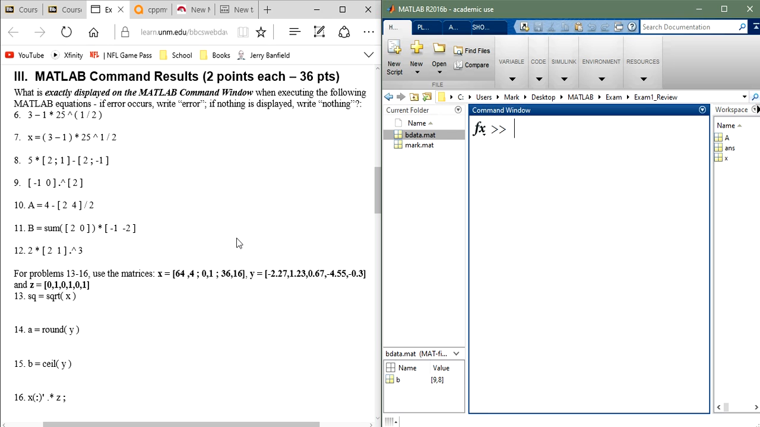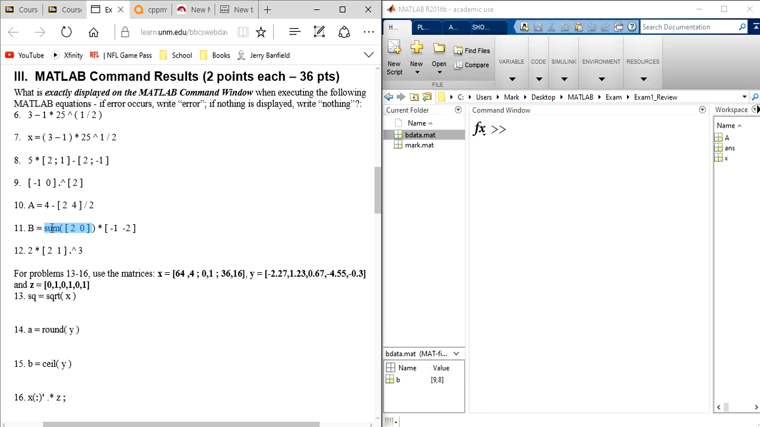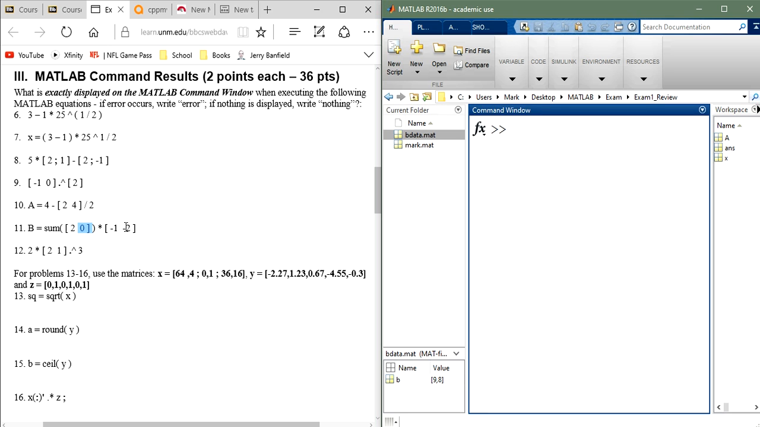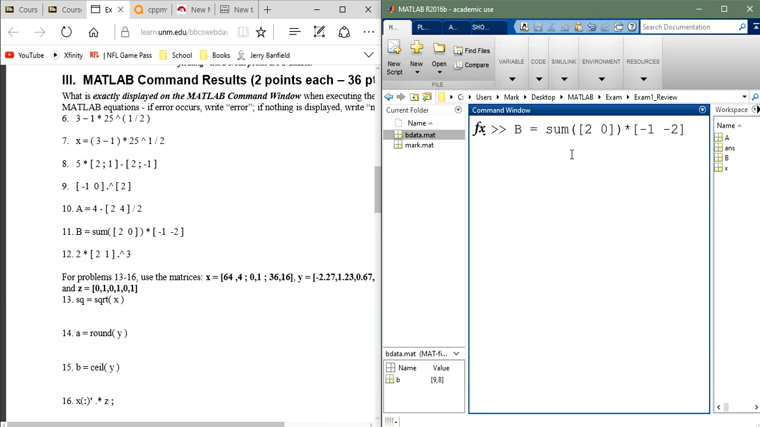Do another one. Problem 11. B is equal to the sum of 2, 0 times negative 1, negative 2. Well, let's do this first. The sum of 2 plus 0 is just 2. So then we have 2 times negative 1 times negative 2. So 2 times negative 1 is negative 2. 2 times negative 2 is negative 4. B is equal to negative 2, negative 4. Let me write that out. So while I was writing it out, I just wanted to remind you what sum does if it's a multi-row, multi-column. It sums down the columns. So since here we just have one row, we're just going to sum the entire row. However, if it was a multi-row, it would sum down the columns.